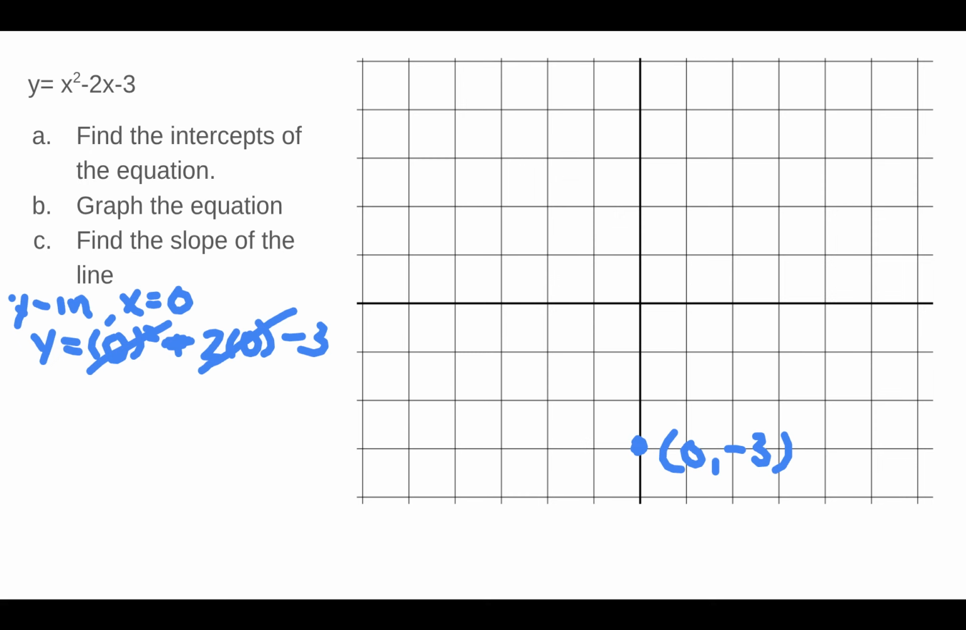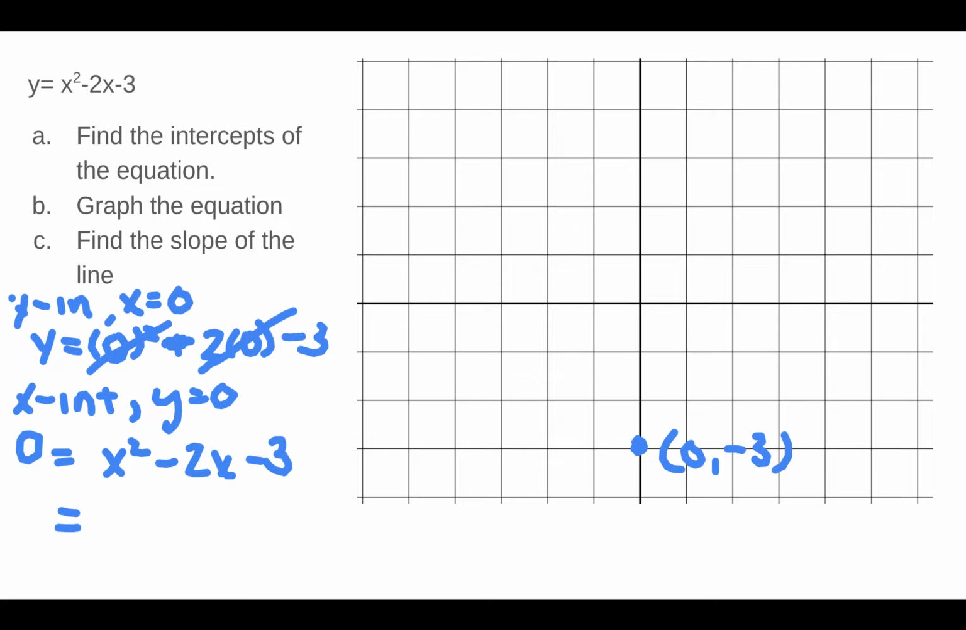Now with the next part, we're going to take a look at finding the x-intercept, and if you have an x-intercept, you know that y equals 0. So here you have 0 equals x squared minus 2x minus 3. And with this one, we want to factor it and see how we can set each factor equal to 0, because we're going to have two intercepts. So let's take a look at that.